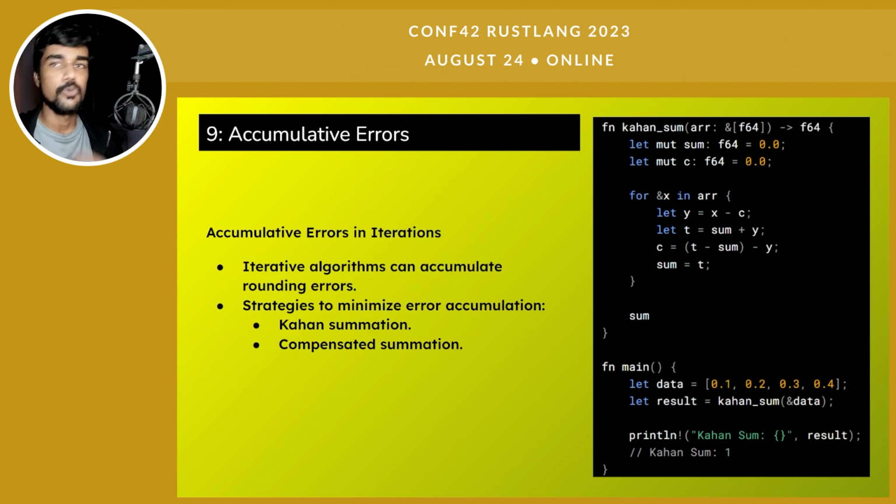So it's like you're recursively calling a function, whether it's iterative or recursive, whatever. And because of a given set of calculations, that error will get amplified over the entire period of the calculation. So to minimize that, we have something like Kahan's summation algorithm and compensated summation algorithm.